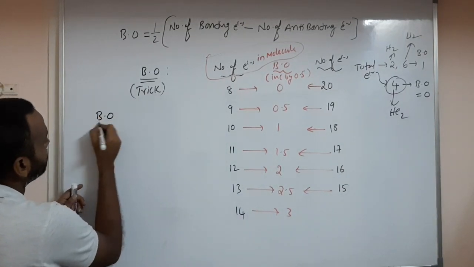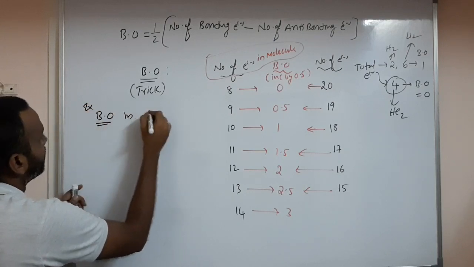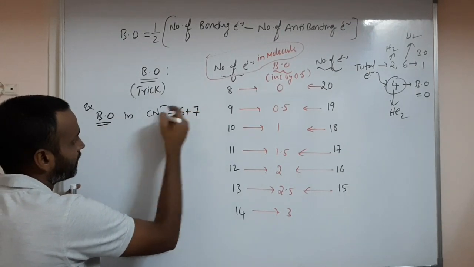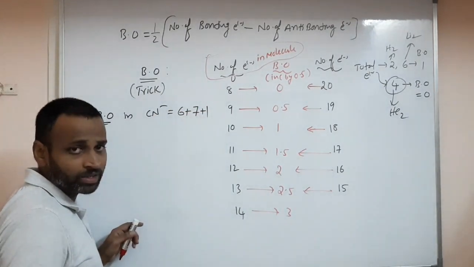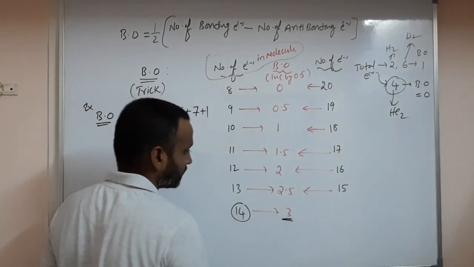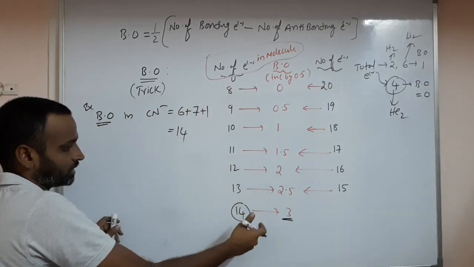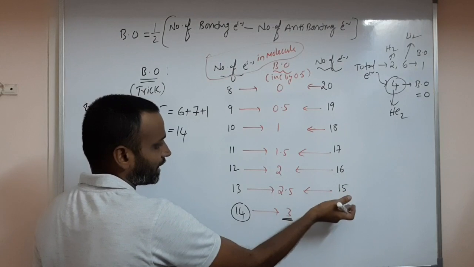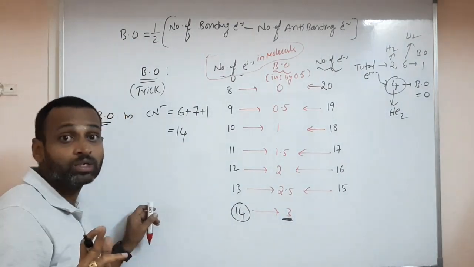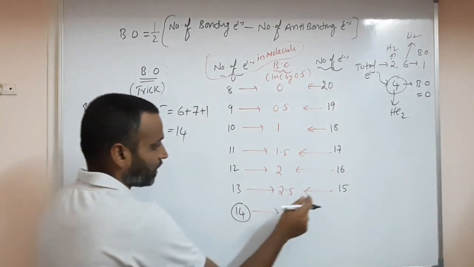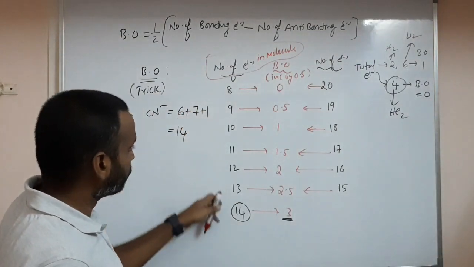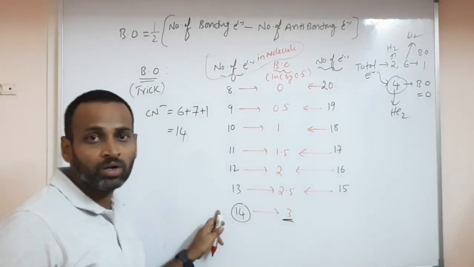So bond order, suppose for example CN minus: number of electrons, carbon atomic number 6, nitrogen 7, minus charge means you have to add. I told you in previous, so minus 1, so plus 1. So total 14. So 14 means what is the bond order? 3. So as the number of electrons increases up to 14, bond order increases, but from 15, 16, again from 15 as the number of electrons increases, bond order decreases. This you have to remember, very important. From 15, if number of electrons increases, bond order decreases. But up to 14, as number of electrons increases, bond order increases.